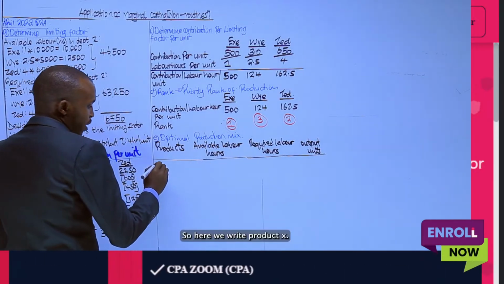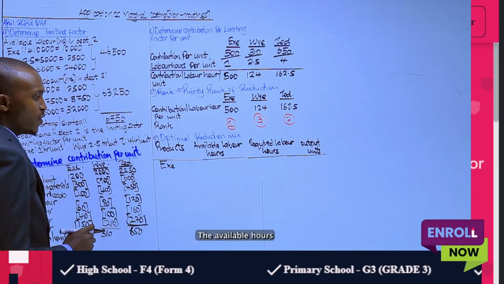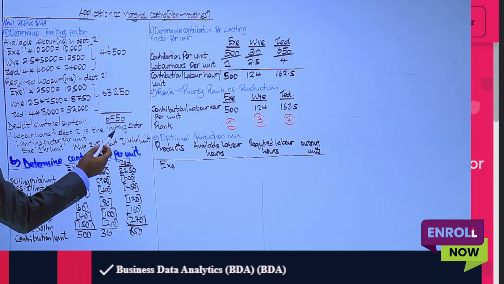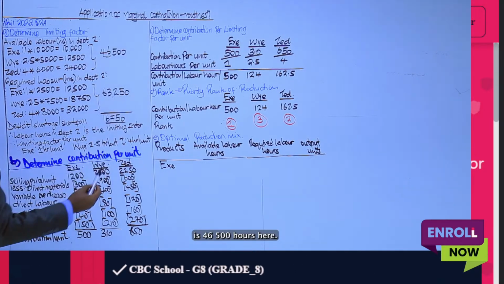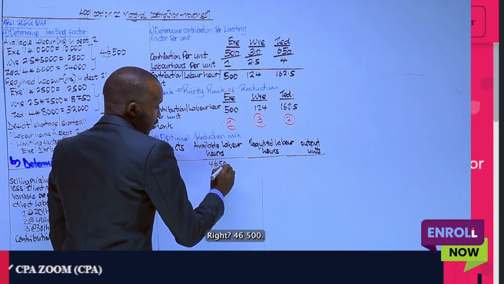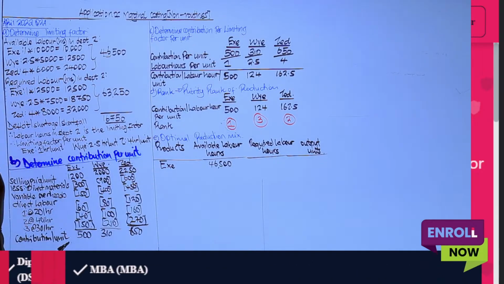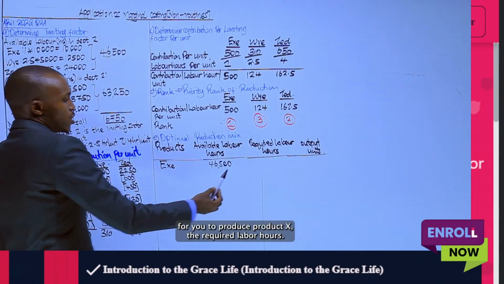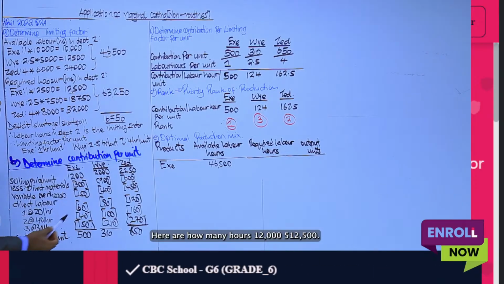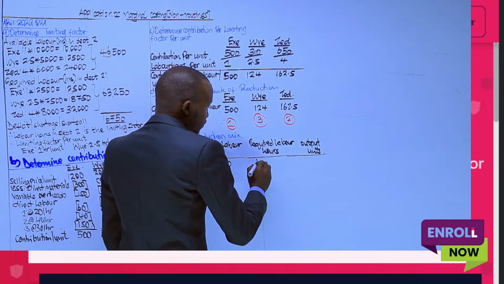The first product we want to produce according to our rank is what? X. So here we write product X. The available hours that the organization currently has is 46,500 hours. So here you write 46,500 hours. For you to produce product X, the required labor hours here are how many hours? 12,500.